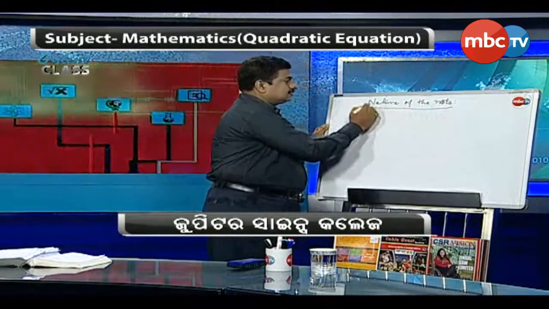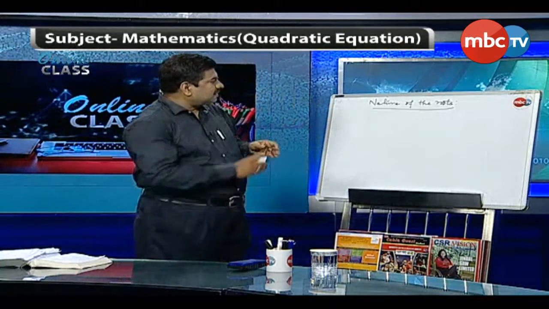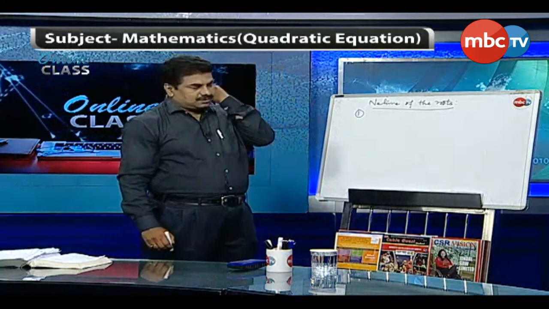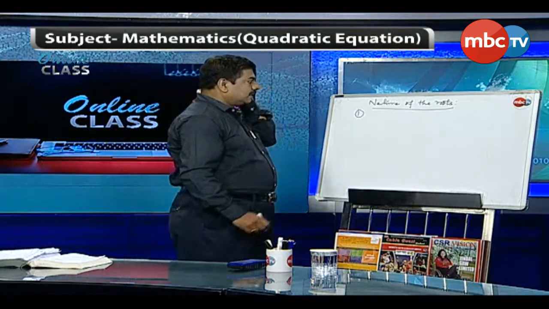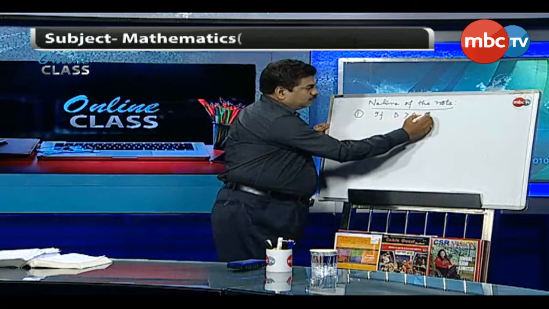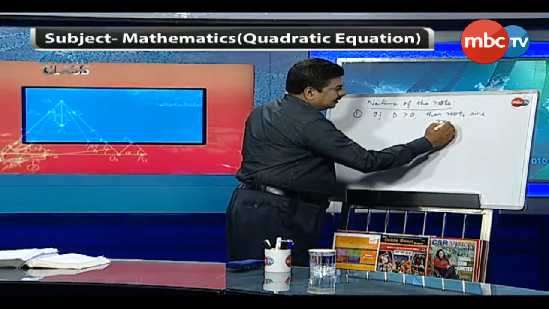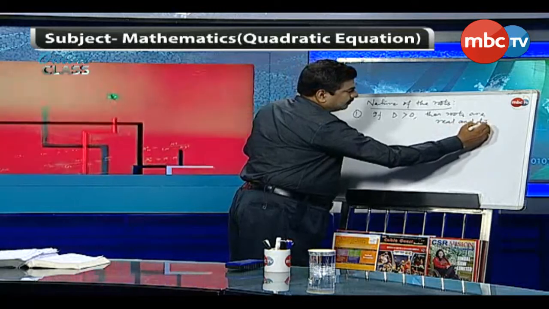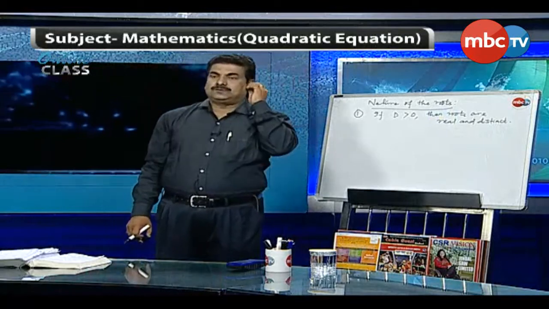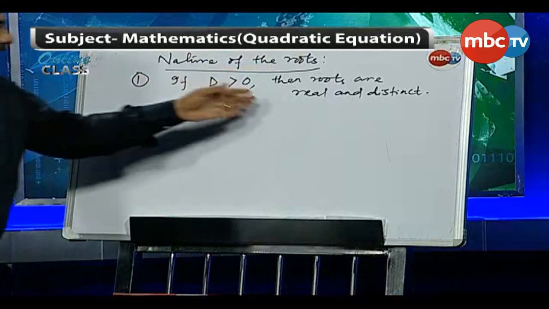I have already discussed 2 points regarding the nature of the roots. The first one I have already explained in the previous class: if d is greater than 0, then the roots are real and distinct.